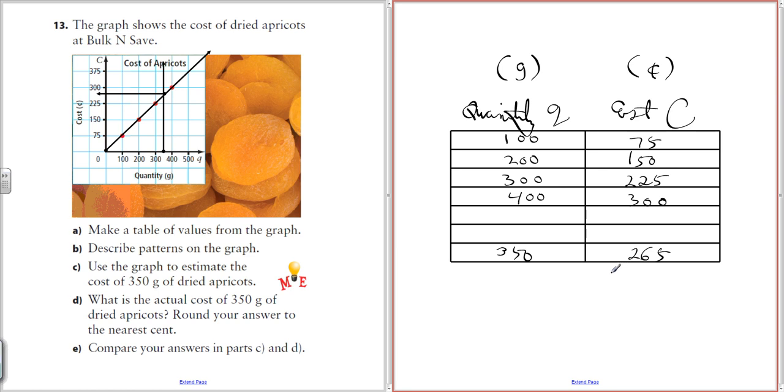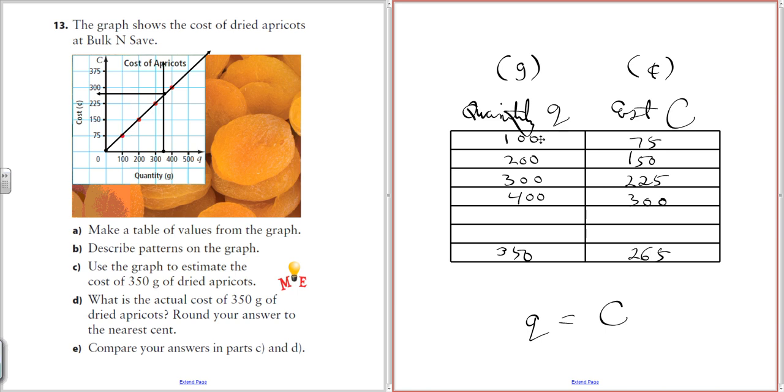Question D is kind of a real tough one. It says, what is the actual cost of 350 grams? And again, in order for us to figure out that actual cost, it's best if we use our algebra sense. So I'm going to create an equation. Q equals C. Well, does it equal C? No, it doesn't. We can see here that the 100 of Q does not equal the 75 of C. So we have to figure out what am I doing here to get it?